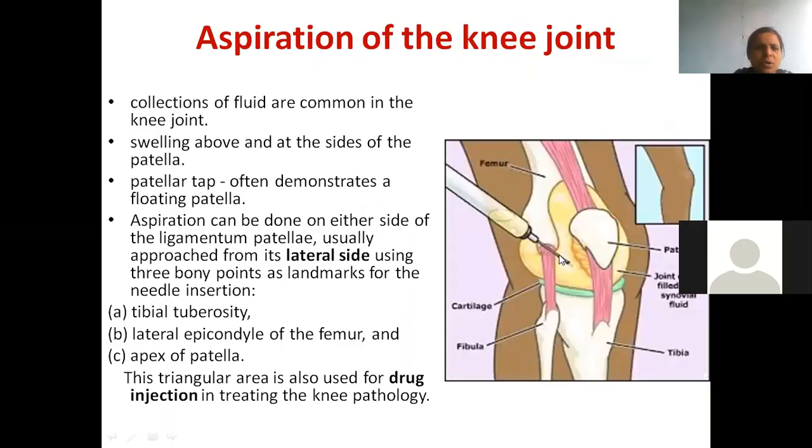Aspiration of the knee joint, generally we do when we are suspecting some pathology. If you are suspecting some cancer in the knee joint, we generally collect the synovial fluid here to check if any cancer cells are shed. And sometimes we use this procedure to give some drugs also, especially in case of osteoarthritis, to inject a synovial fluid type of injection, which will give lubrication.